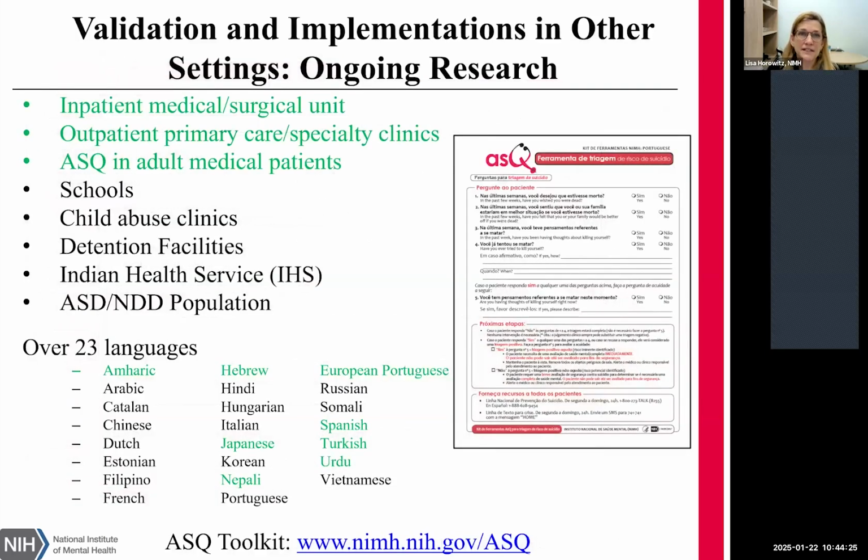So the ASQ has been tested through research in inpatient medical surgical units, in ERs, in outpatient primary care and specialty clinics, in adults, in youth. It's being tested with ongoing research in these places. And of course, we're so excited about our partnership with IHS. It's been translated into over 23 different languages and validated in some of those languages. And it comes with a toolkit, which you see at the bottom of your screen. And Tessia, you can put that in the chat, please.